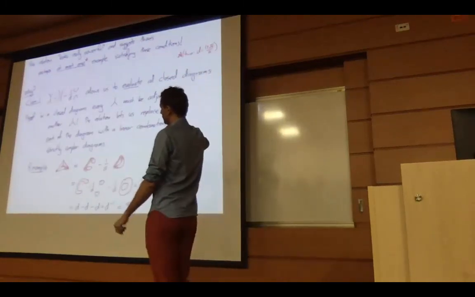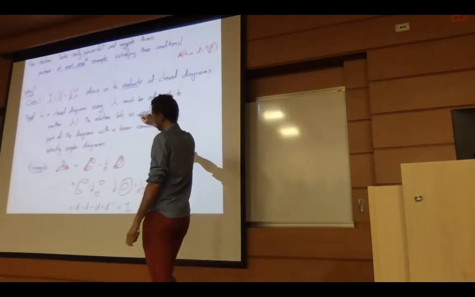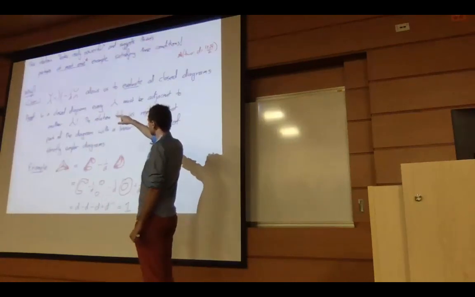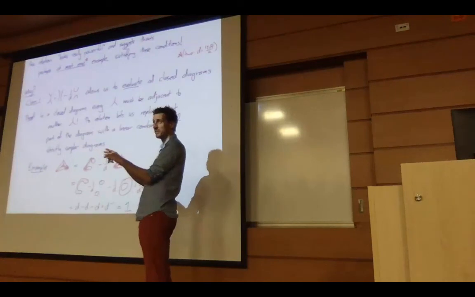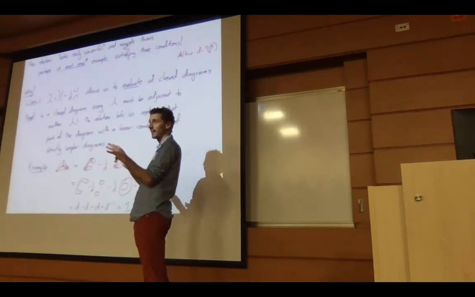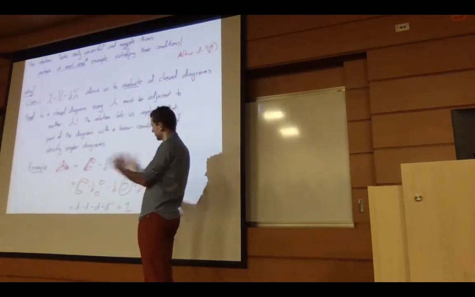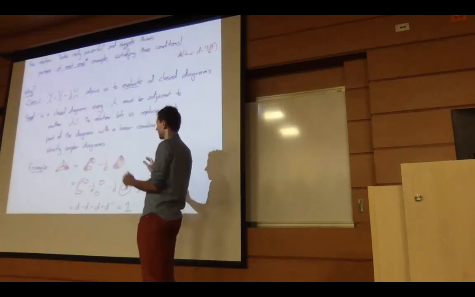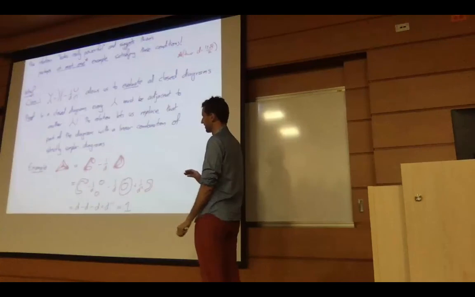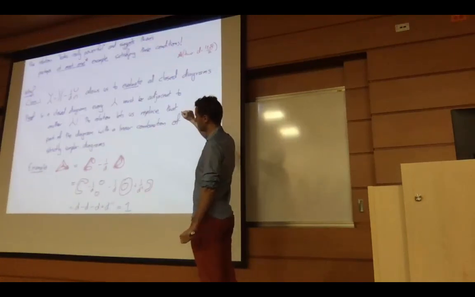And the reason you should feel excited about this relation is that this relation all by itself is enough to take any closed diagram and rewrite it as a linear combination of the empty diagram. And as soon as you have enough relations to rewrite things as scalars times the empty diagram, you're basically done. We're going to prove a theorem a little bit later that formalizes that. But for now, let's just see that we can do this.